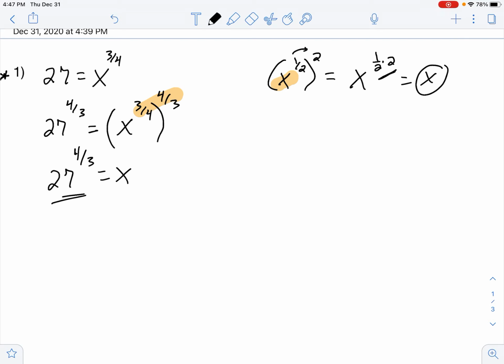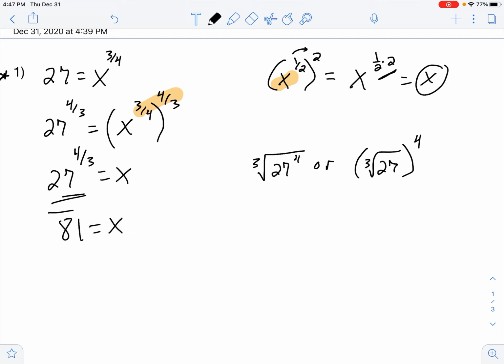Remember that 27 raised to the 4/3 is the same thing as saying the cube root of 27 to the 4th, or you can say it like this, basically the cube root of 27 and then raised to the 4th power. Either way, you're going to get the same answer. So if you were to key that into a calculator, you would wind up getting 81. So x is equal to 81. And of course, you could also plug that back into the original, and you'll see that 81 to the 3/4 gives you 27. So that is equivalent.